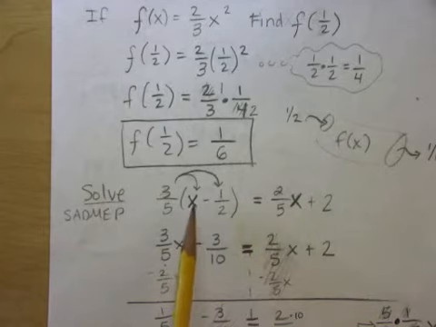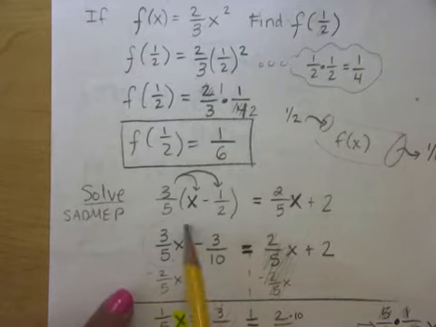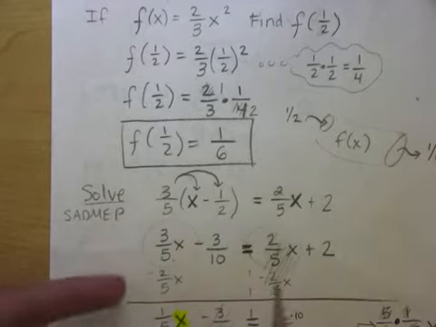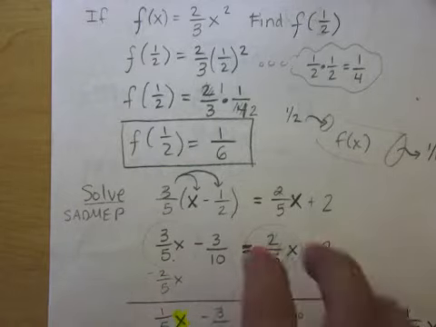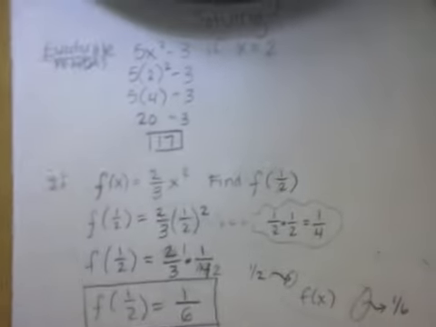And I couldn't put them together yet since this x was inside the parentheses. But once I distributed, then there's no more parentheses, which allowed me then to put together my like terms by bringing one over to the other side. Or this one I subtracted from both sides. Anyhow, I'll stop there.